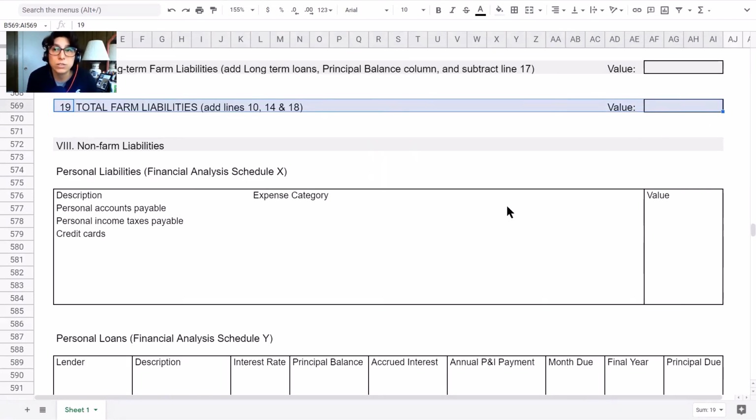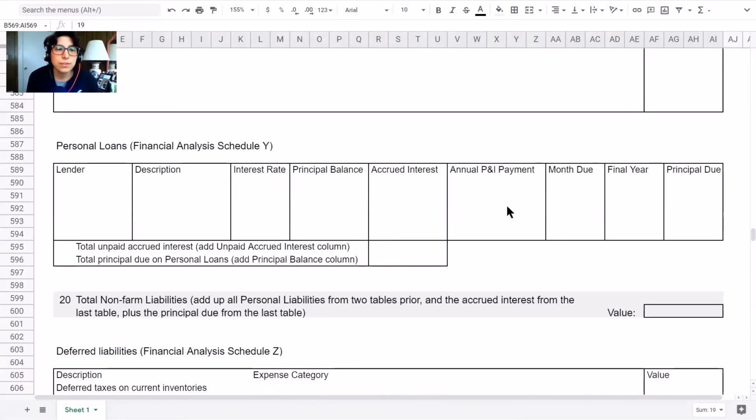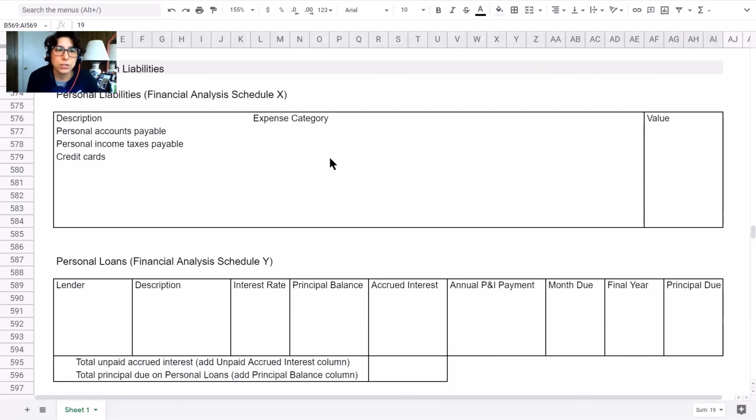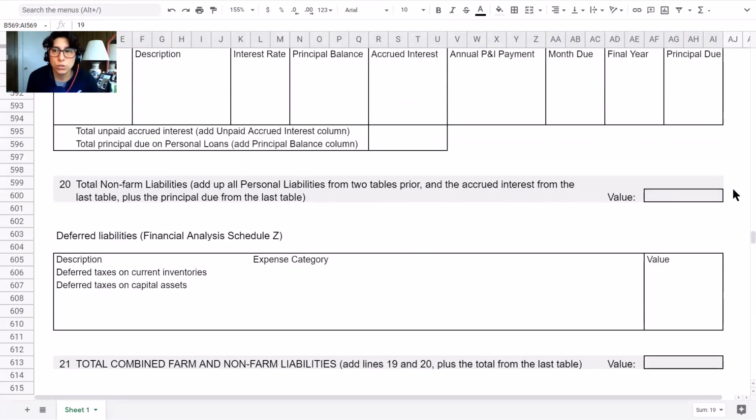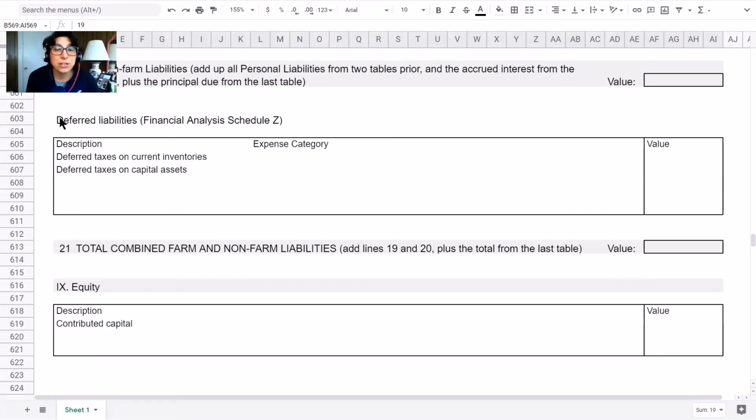Non-farm liabilities are those liabilities against non-farm assets. They include non-farm accrued interest, accounts payable, non-farm loans. Also remember to include credit card balances, taxes payable, car loans, school loans, non-farm business debts, house mortgage, etc. Okay, and so here's personal liabilities, personal loans, total, and deferred liabilities.